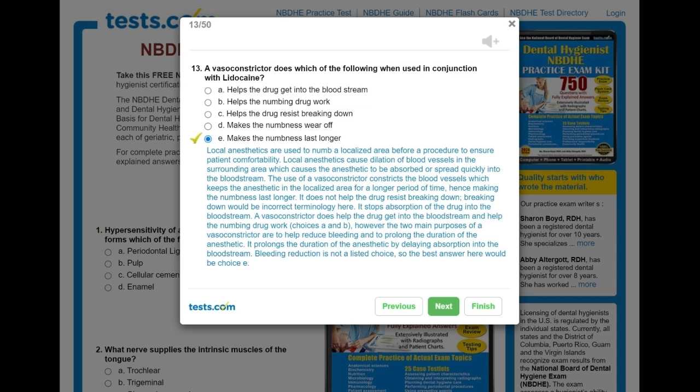A vasoconstrictor does not help the drug get into the bloodstream, so A is incorrect, and while it helps the numbing drug work, the two main purposes of a vasoconstrictor are to help reduce bleeding and to prolong the duration of the anesthetic. It prolongs the duration of the anesthetic by delaying absorption into the bloodstream. Bleeding reduction is not a listed choice, so the best answer here would be choice E.